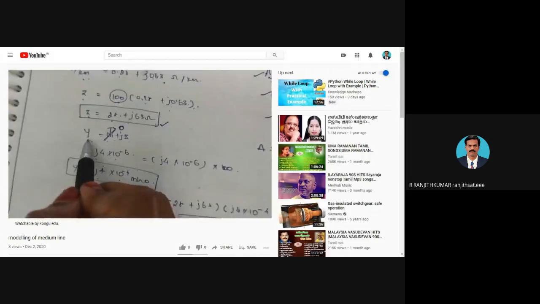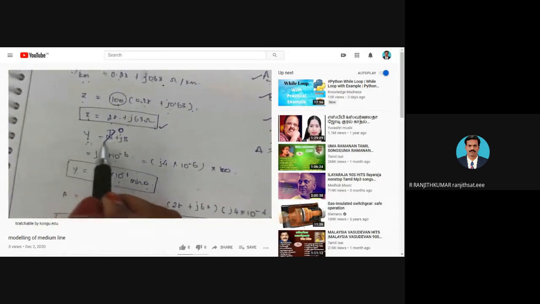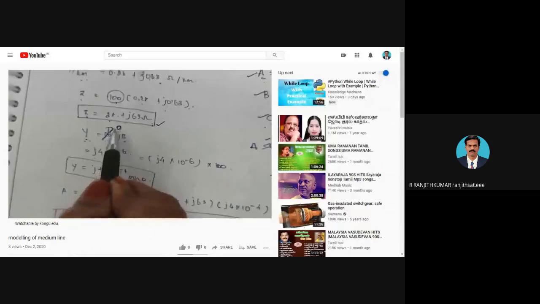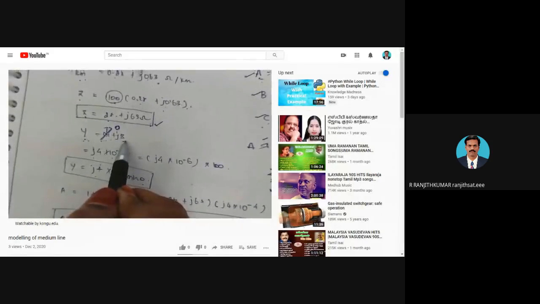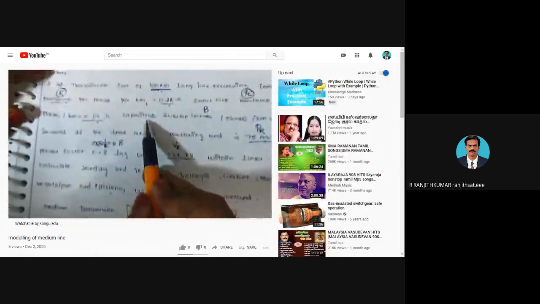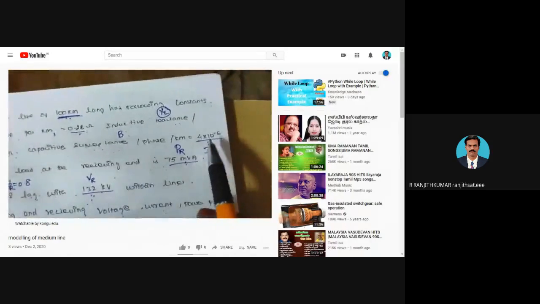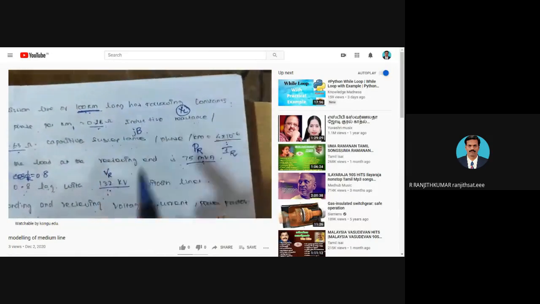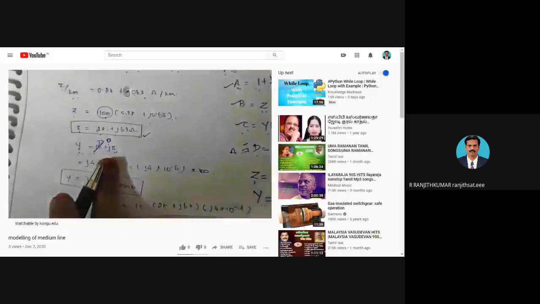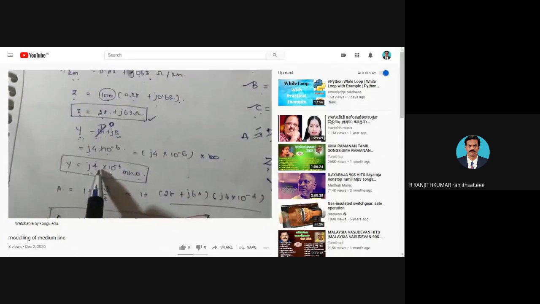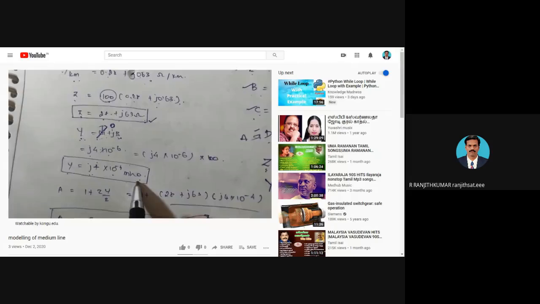Next, we are moving to admittance. Admittance is G plus JB. Conductance we are assuming as 0 since it is not given. B is susceptance. It is given in the question as capacitive susceptance per phase, 4 into 10 power of minus 3. Here I have to write it as JB. So Y is equal to J 4 into 10 power of minus 6 mho.